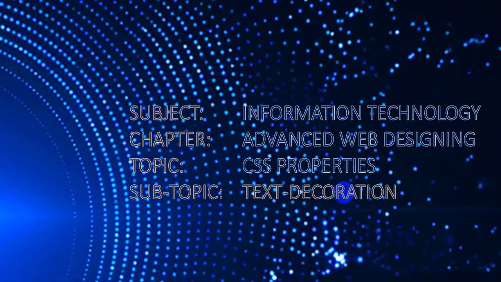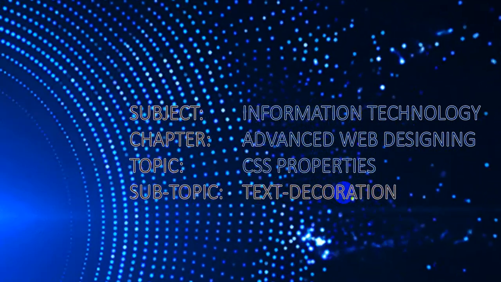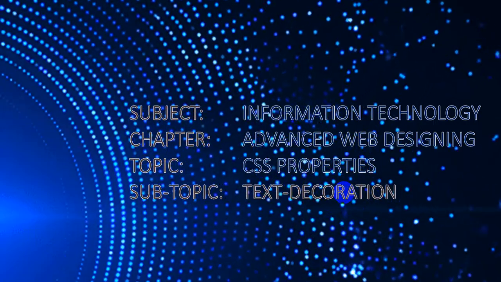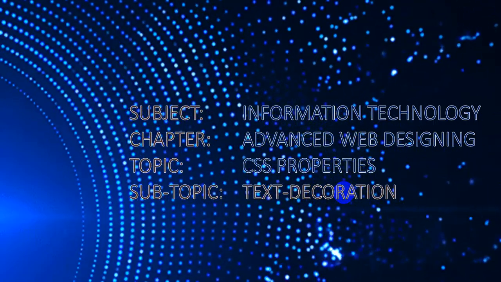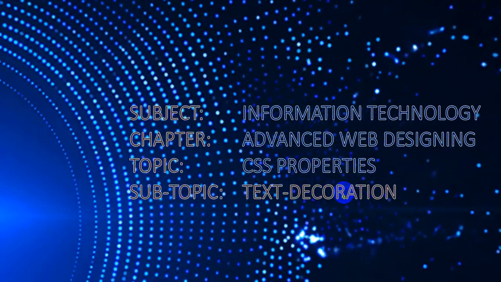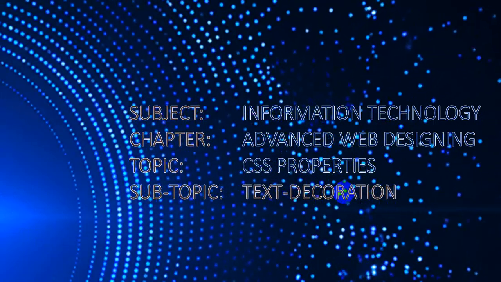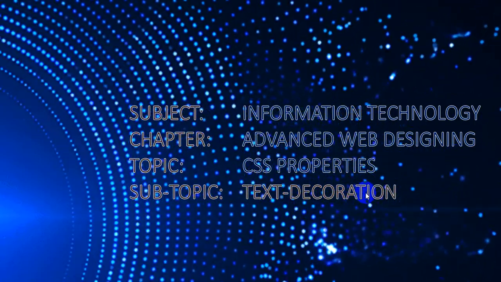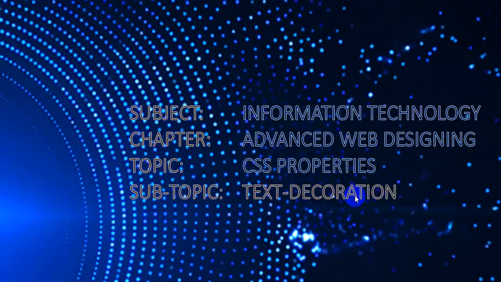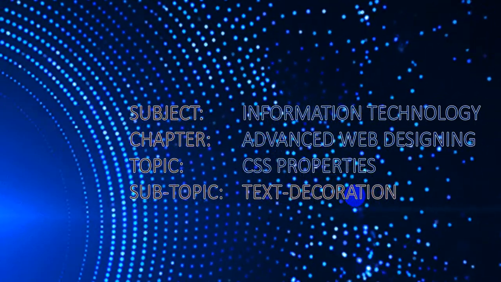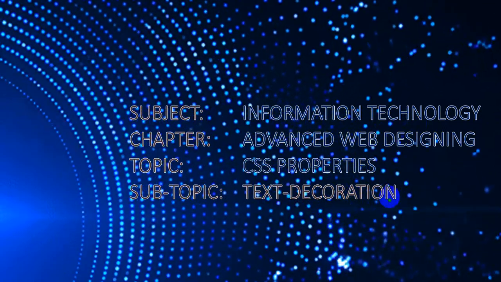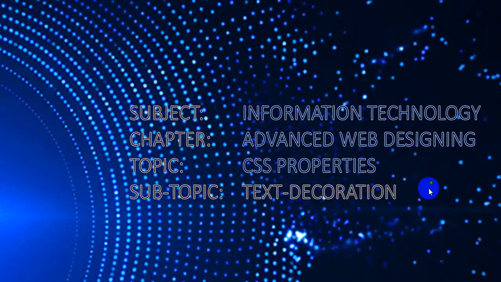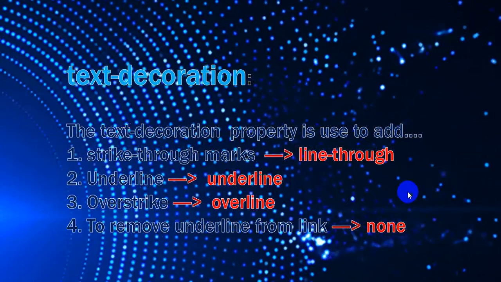Decoration, you know, is a simple word and a commonly used word. Decoration means you are going to do some extra thing so our text looks good. Okay, so the property is text decoration, and CSS gives us 4 types of values for this property. Let's have a look at what all these property values are.